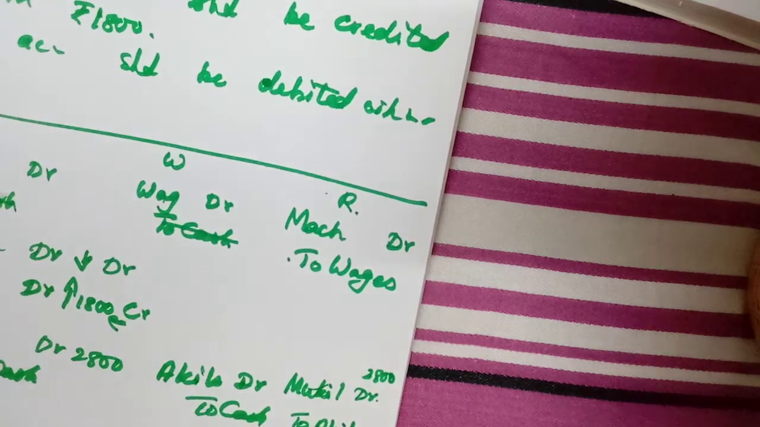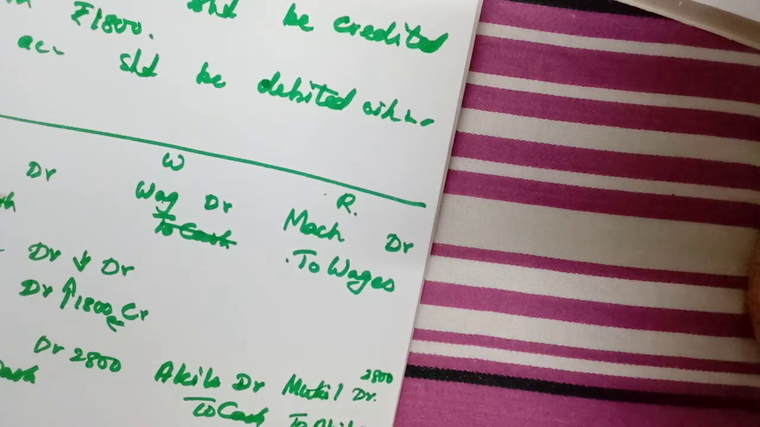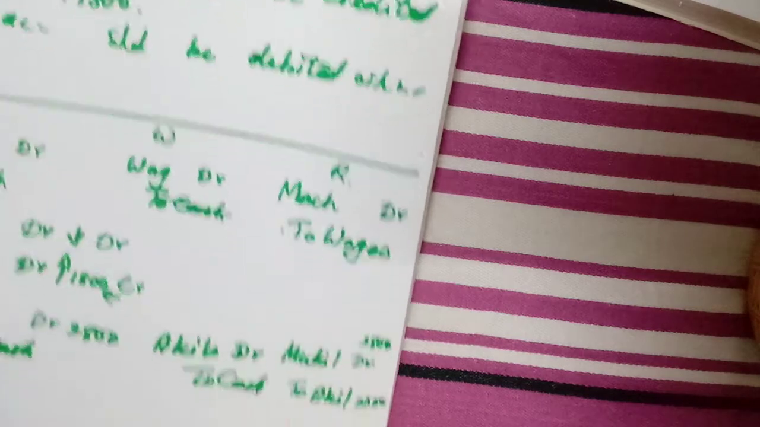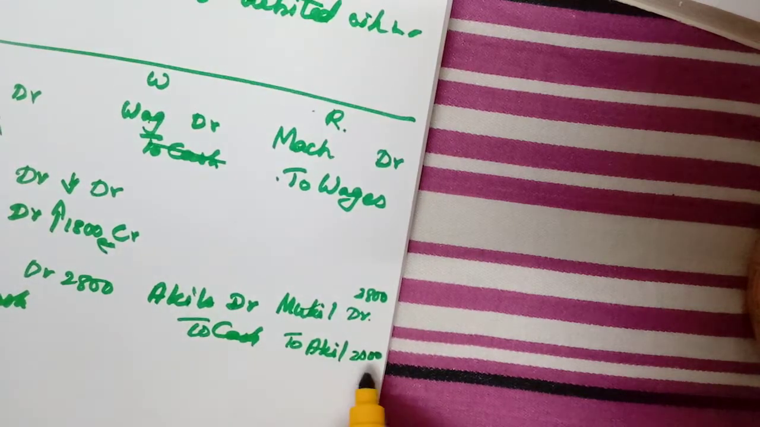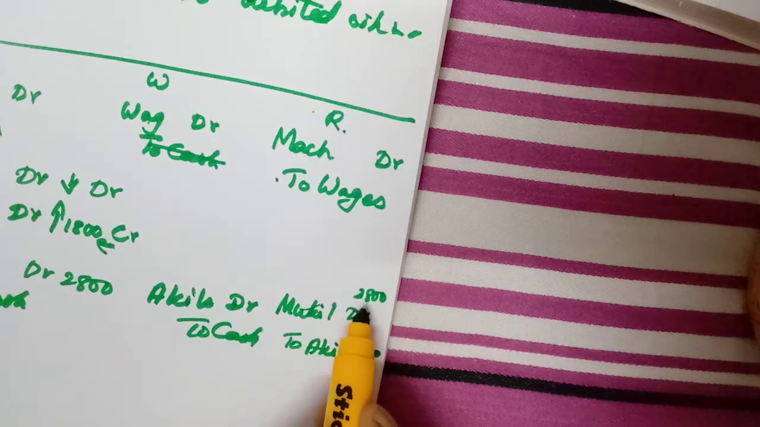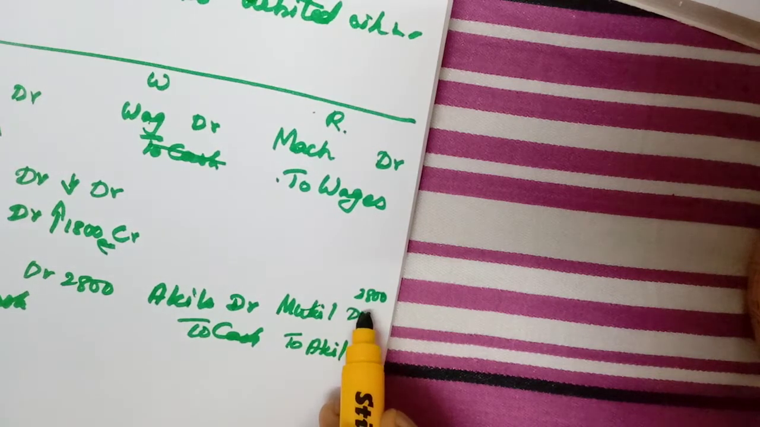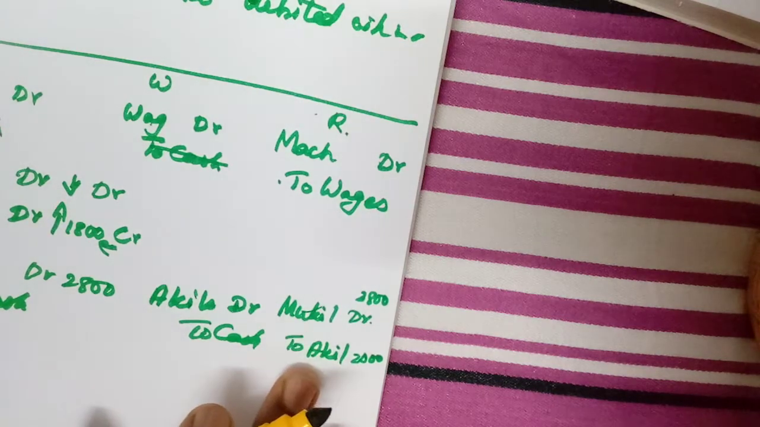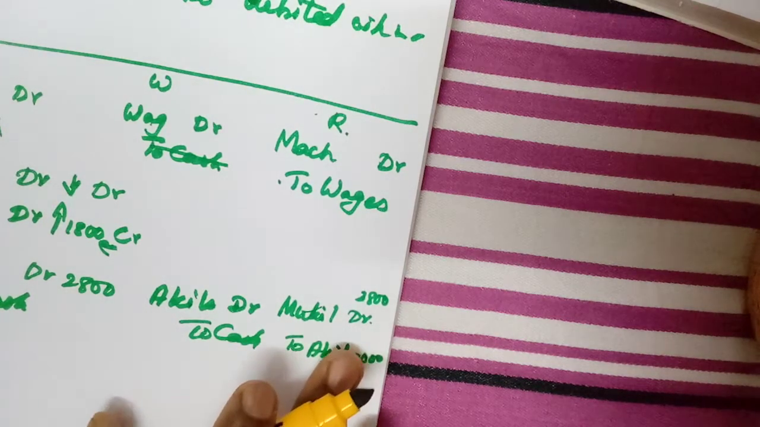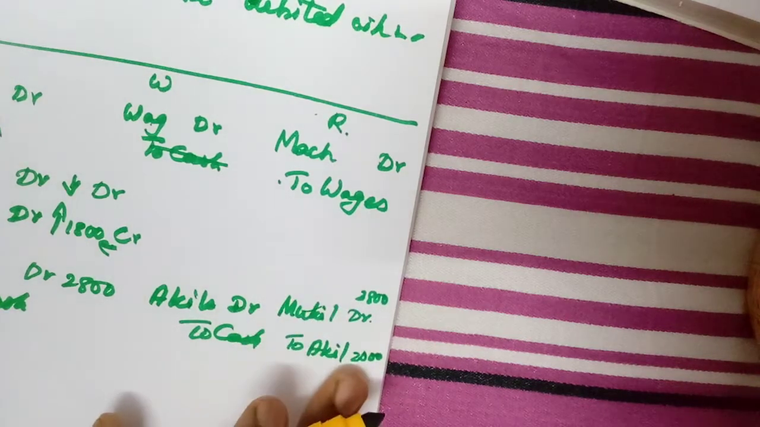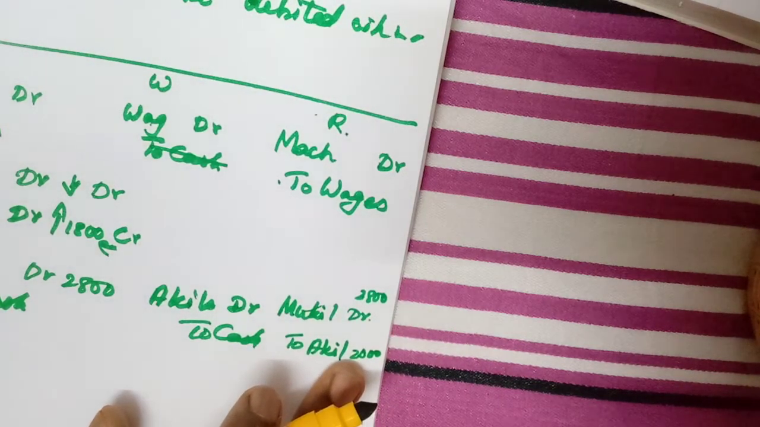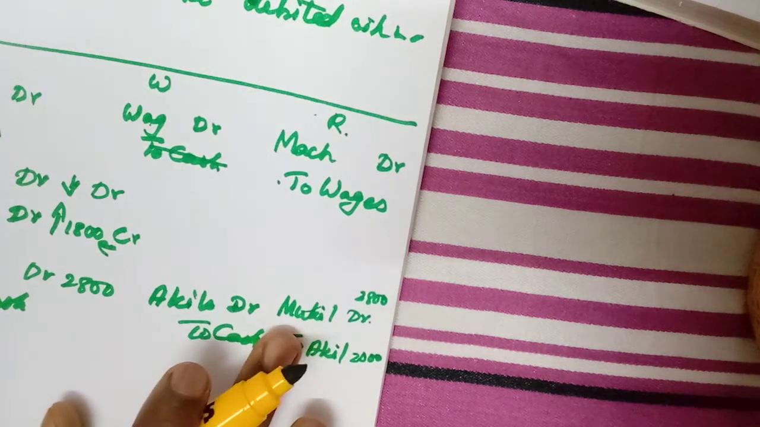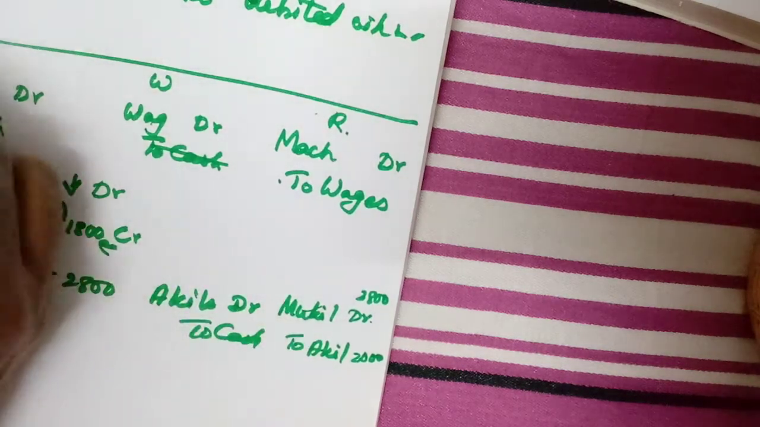Then Akhil's account must be cancelled, isn't it? How much was written? 2000. Akhil's we have to write 2000. Mukil's we need to debit 2800. Otherwise, if it is after the preparation, we can write the suspense account. Okay, that 800 is not tallying. Here debit 2800, here credit 2000. Since the amount is different, we have to write it as a statement. Two statements we have to write.